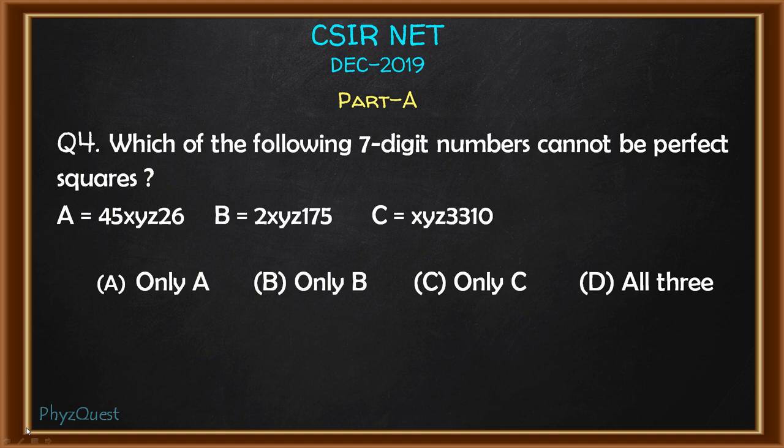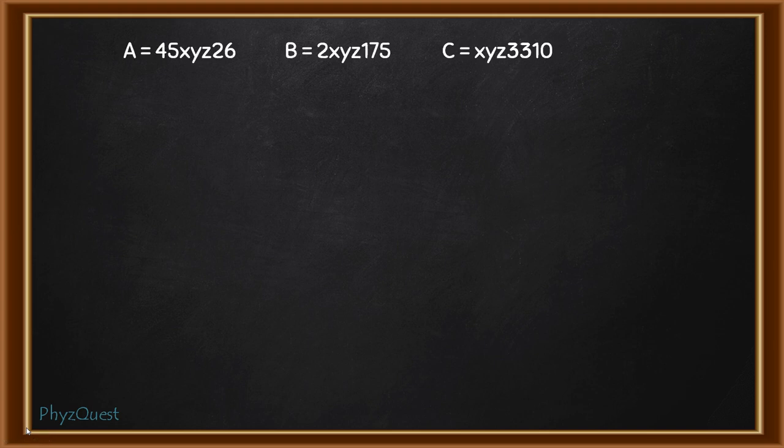So question number 4 is, which of the following 7-digit numbers cannot be a perfect square? The numbers are given as A equals 45xyz26, B equals 2xyz175, C equals xyz3310. Four options are given and we have to choose. This question is actually based on perfect squares. Now here these are the 3 numbers.